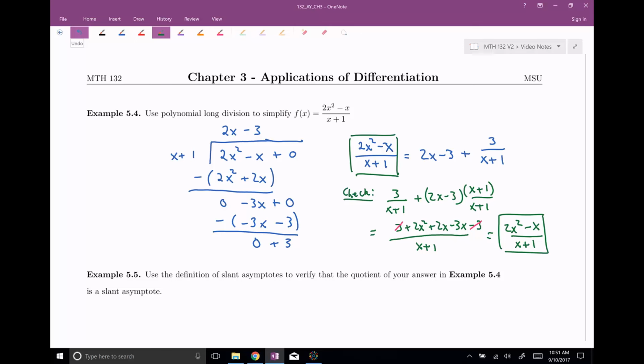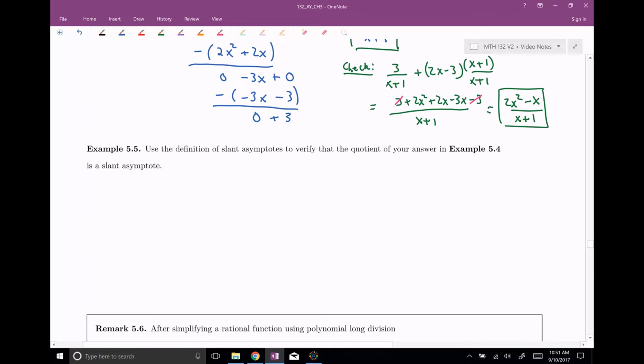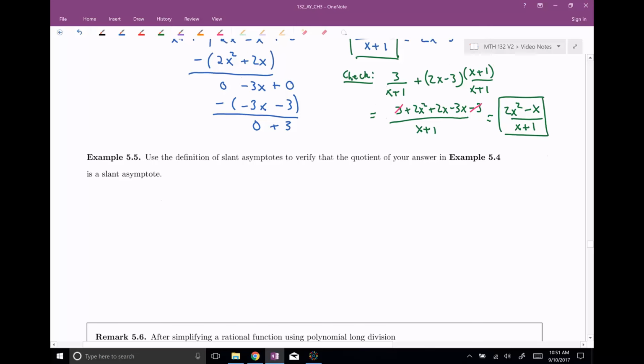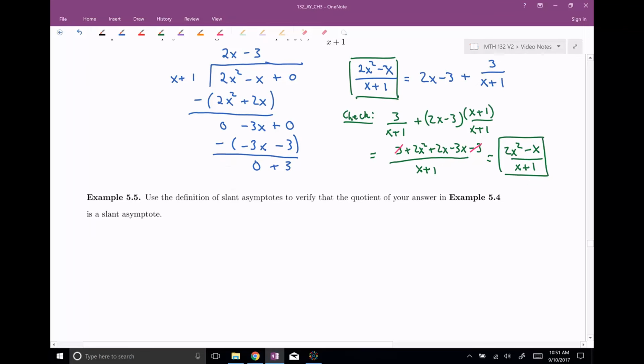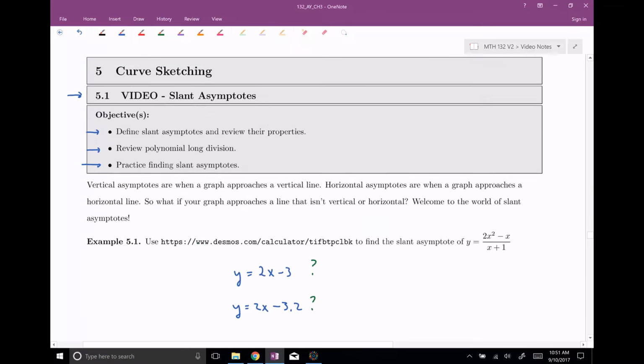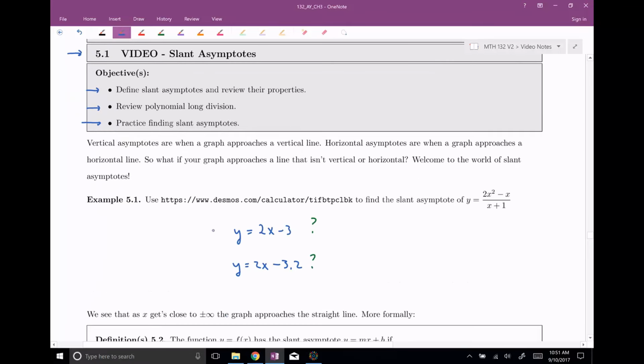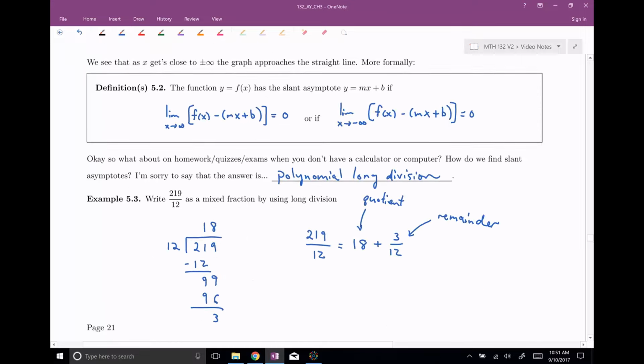So we were able to do polynomial long division on this thing, and I told you that this was going to be the answer, right? And so the claim is here: use the definition of the slant asymptotes to verify that our quotient from our answer in 5.4, that's this one right up here, is the slant asymptote. So again, remember our quotient was this 2x minus 3, and that was what we thought was the slant asymptote, right? Let's go ahead and verify.